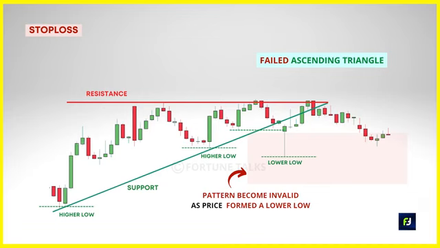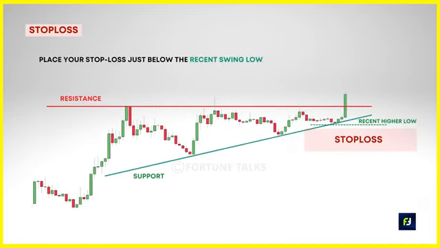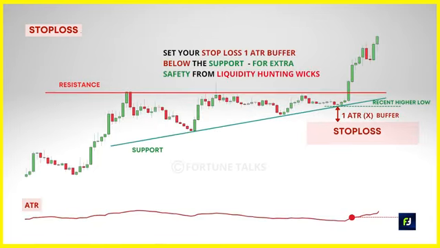So it is exactly the place where you need to keep your stop loss, that is just below the recent swing low level. You can give the price some breathing space by adding one ATR buffer below the recent swing low. I hope it is clear.